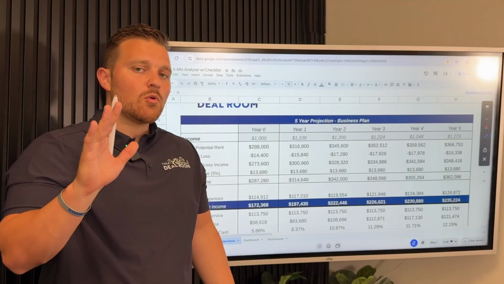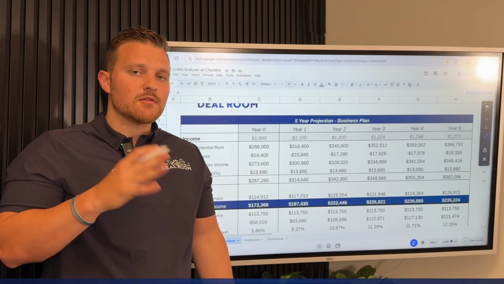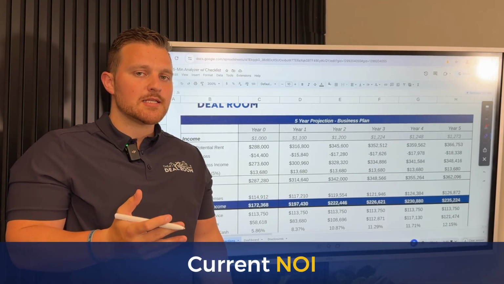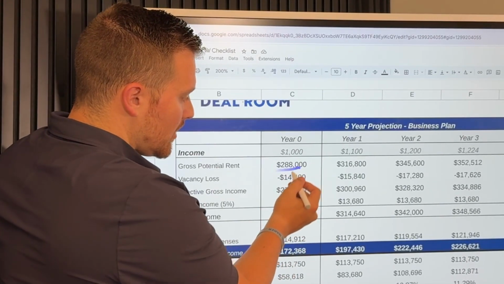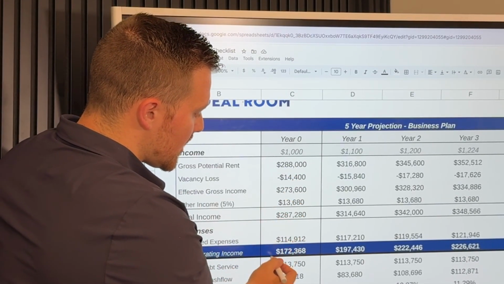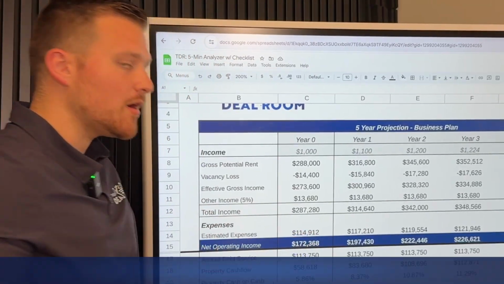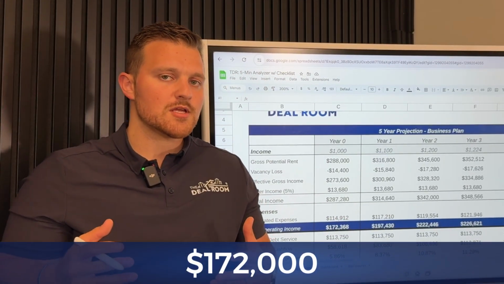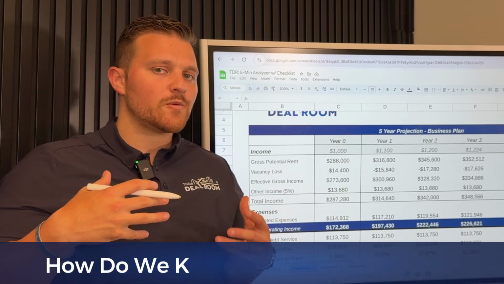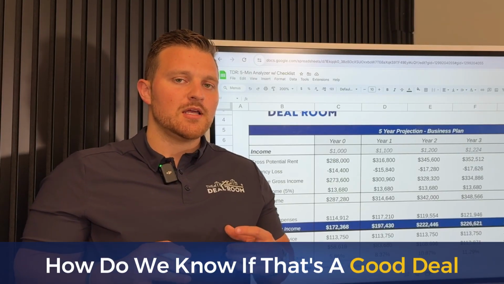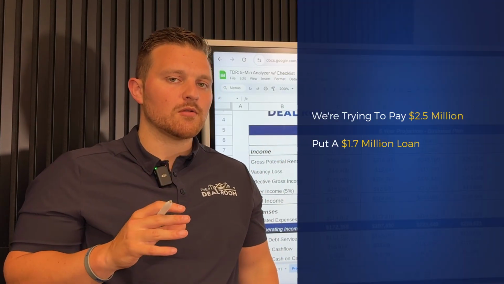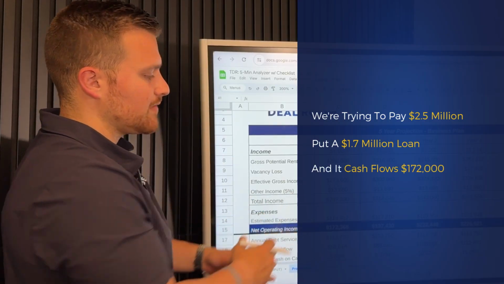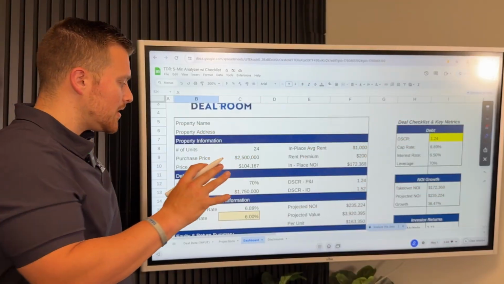Now, if you go back to the order of the deal, I want to look at the current NOI because that's going to dictate how much of a loan I can qualify for. So here's our gross potential income, our expenses, and then our net operating income in this case would be $172,000. What does that actually mean? How do we know if that's a good deal? If we're trying to pay 2.5, put a $1.7 million loan on it, and it cash flows $172,000, well, let's jump in and check it out.